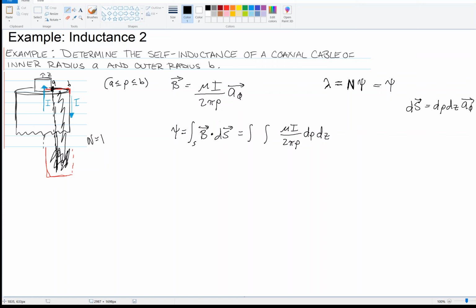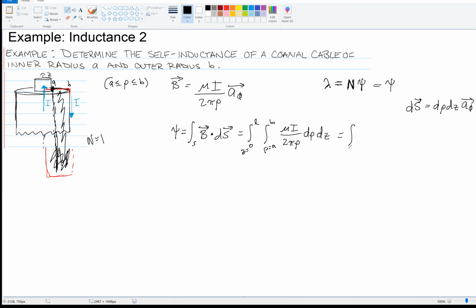And rho, we said, is going to go from a to b. And z, we're just going to say for right now, is going to go from 0 to L. And at the end of this, we might choose to get the inductance per length, and so then we'll just divide by L, and L will drop out. So this is what our integral is for right now.